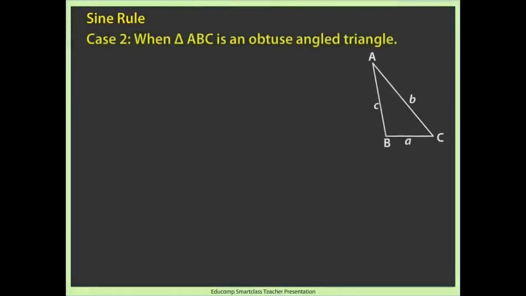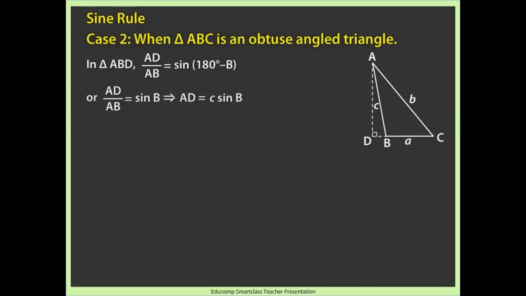Let us now consider case 2. When the triangle ABC is an obtuse angle triangle, from the vertex A, draw AD perpendicular to BC produced. In the triangle ABD, AD over AB is equal to sine of 180 degrees minus B. This implies that AD over AB is equal to sine B, or AD is equal to c sine B. Let this be equation 1.